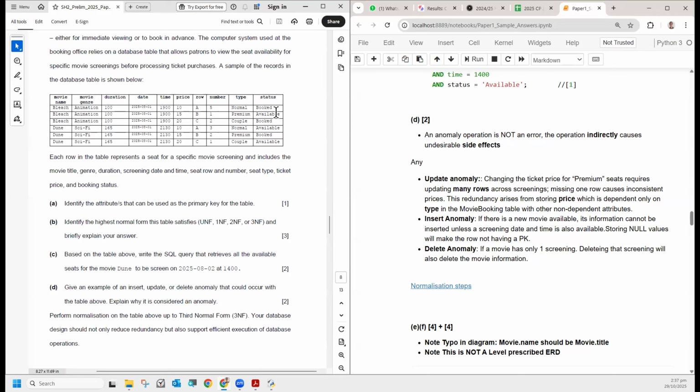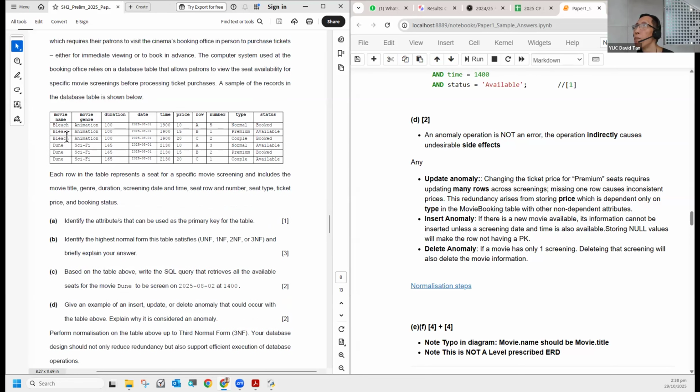Okay, not the attributes. I'm talking about the data. Yes, there are duplicates. Those duplicates, if they are consistent, then there's no issue. For example, bleach, and then animations. So animations are duplicates, right? But they're all consistent. Is there any inconsistency? Otherwise it doesn't matter, right?